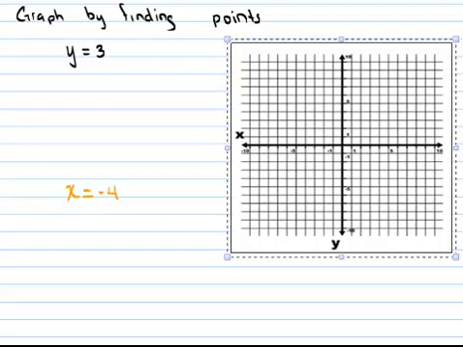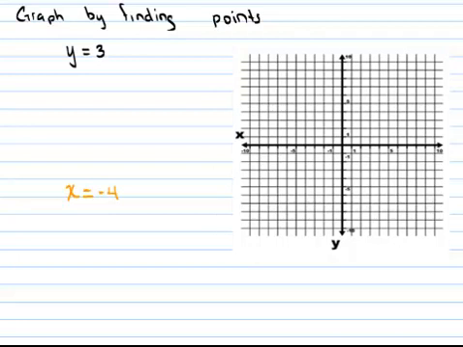Here it states graph by finding points or finding solutions again. Notice I have two different ones here. The first one is y equals 3. A little tip that I want to give you that you might forget. It's very easy to forget this, but if you notice this first one, y equals 3, you don't need an x and y table to figure it out.